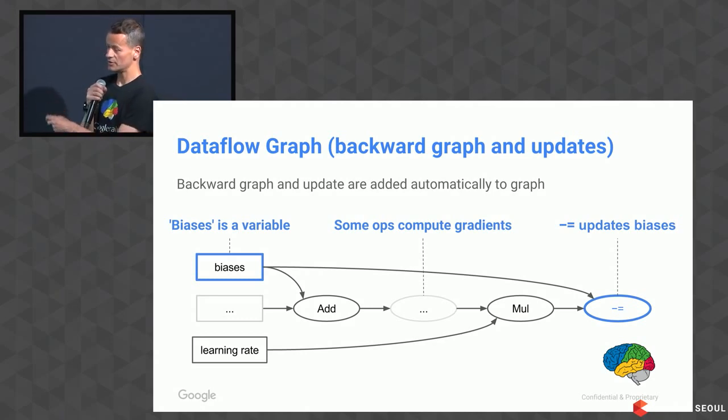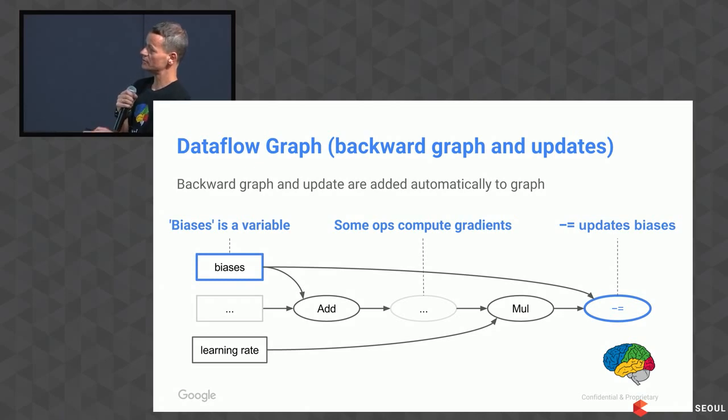And this is how a part of this would look like. So the backward graph and the update of the parameters later are added automatically. And you can think of it just as additional nodes and edges in the graph.